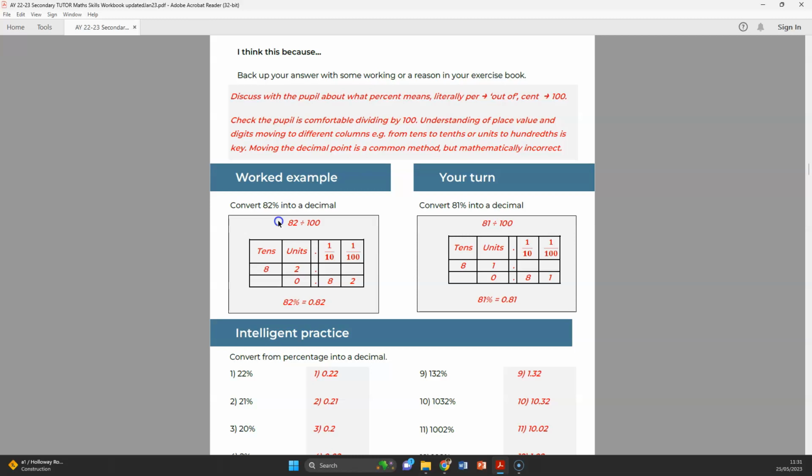And then ask pupils to consider, what did I just do and why? And then write down the next step of your working in silence, and then repeat the process of asking pupils what you did and why.